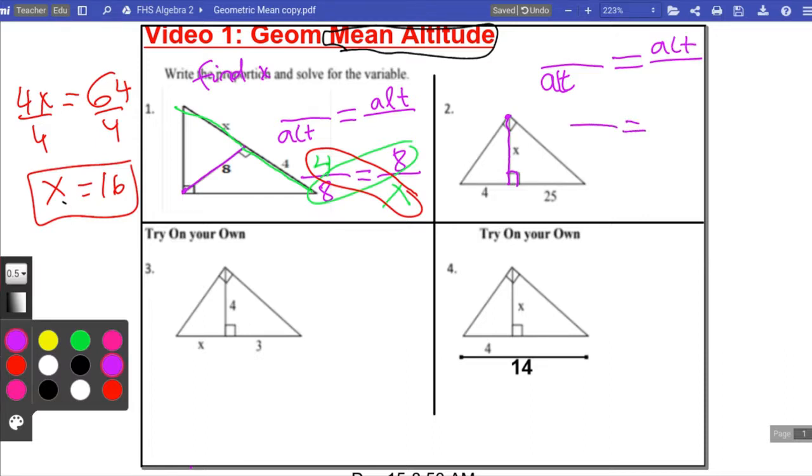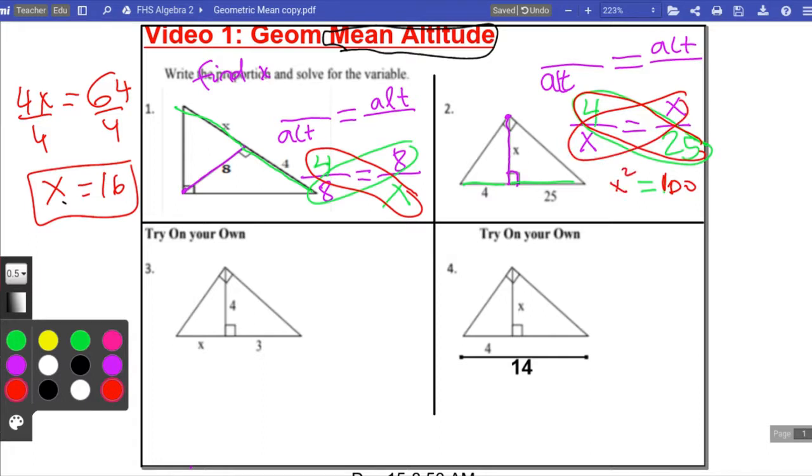So right now the altitude is x and x. All right, what do we do with the other ones? The leftovers. It doesn't matter which goes where because you're going to multiply them anyway. Multiply that, you get 100. Multiply this, you get x squared. When you have x squared, to find the value of x, you have to square root it. There's a button on your calculator for square roots, and that will give you 10.